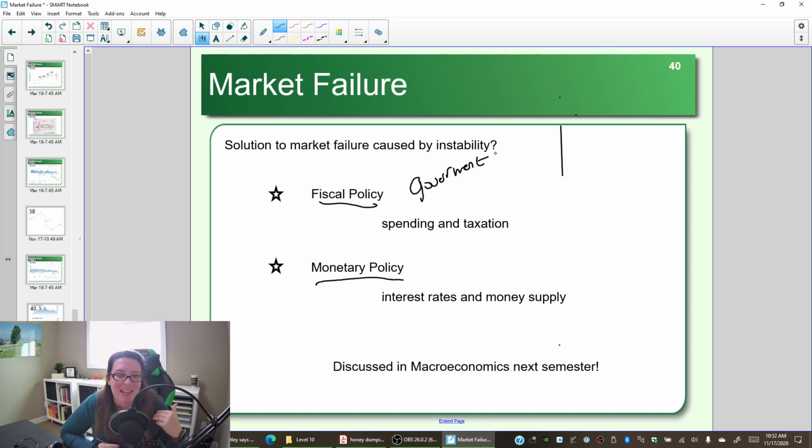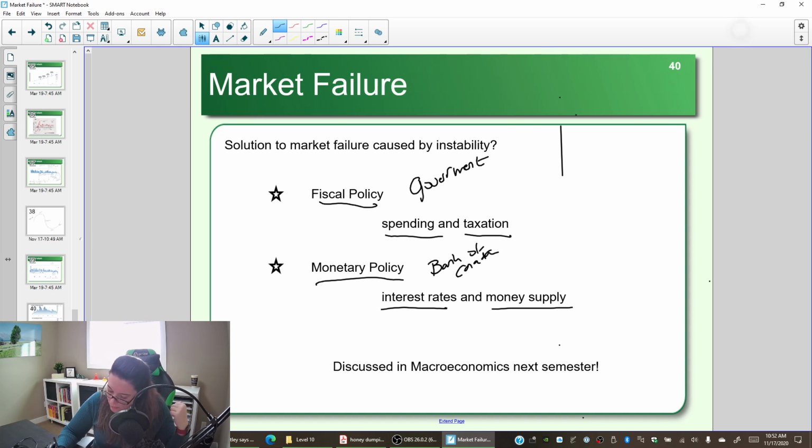This is taxation and spending. You can do it at a city level, a municipal level. You can do it at a provincial level. You can do it at a federal level. Spend and tax. Monetary policy is done by your central bank. We have the Bank of Canada, and they change the interest rates and the amount of money in circulation.